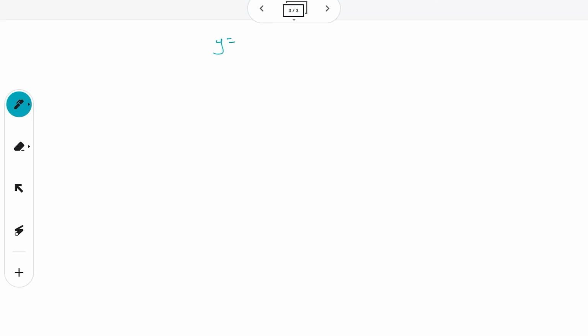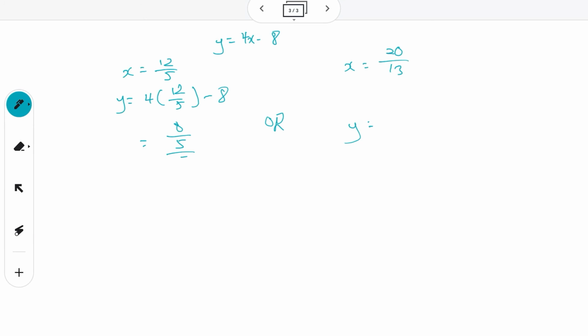Our equation was y equals 4x minus 8. And one of our values of x was 12/5. So substituting x into here, we will get y equals 4 times 12/5 minus 8, which will give us negative 8/5. Or, remember that there are two values of x, therefore there will also be two values for y. So our other x value was 20/13. Plugging that in, we will get something that looks like this. And our other y value will be negative 24/13. And there you have it.